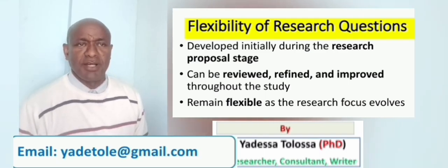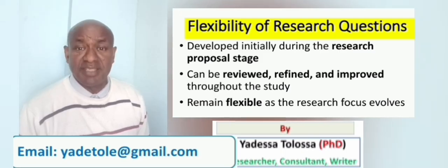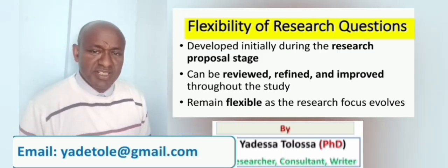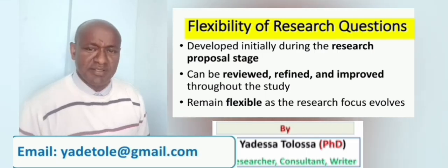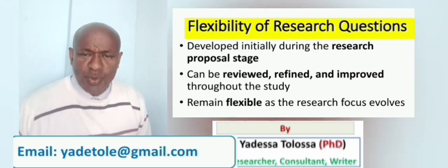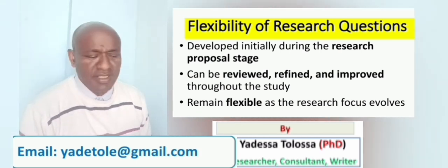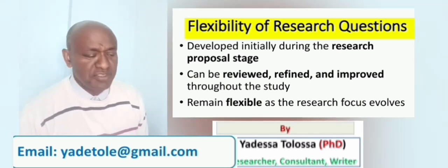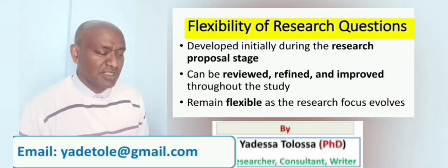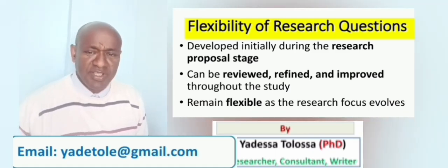For example, take the title: assessing harmful traditional practices in Ethiopia. One researcher may develop about 4 basic research questions, another 5, and even those questions might vary depending on the objective of the study. So from this, we understand that basic research questions can be adapted from time to time as researchers gain insights during data collection. They are not fixed permanently. They can be refined and improved. That is a very important part.